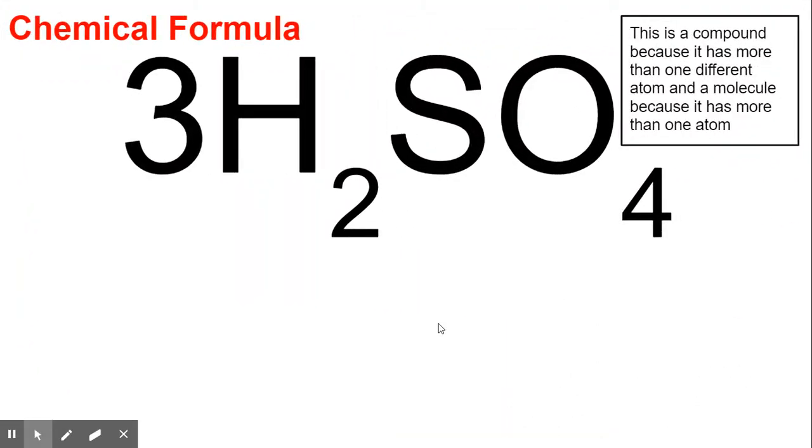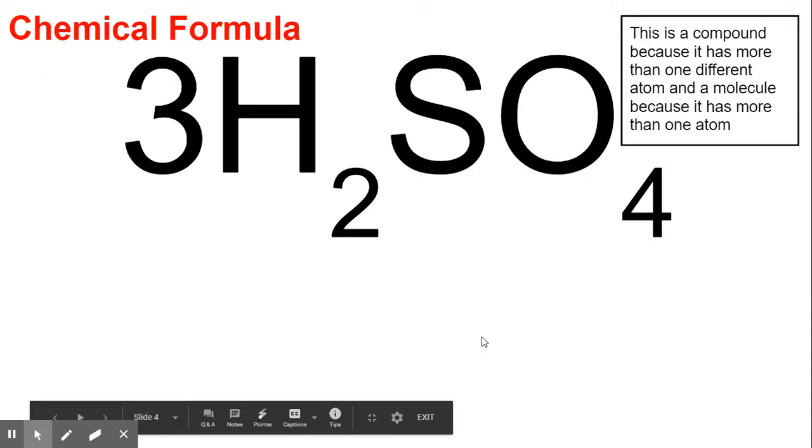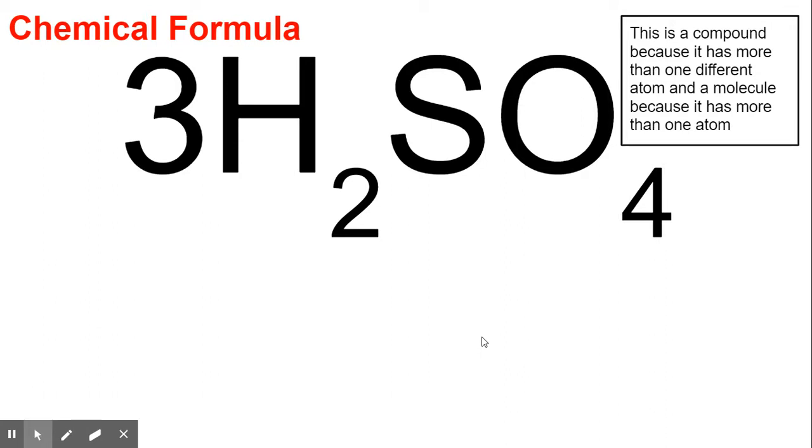So when we're looking at a chemical formula of a substance, and this happens to be the chemical formula for sulfuric acid, it's a compound. We should be able to identify that because there's more than one element involved. It's also a molecule. It's definitely a molecule because there's more than one atom present in that formula. So this is a molecule of sulfuric acid.